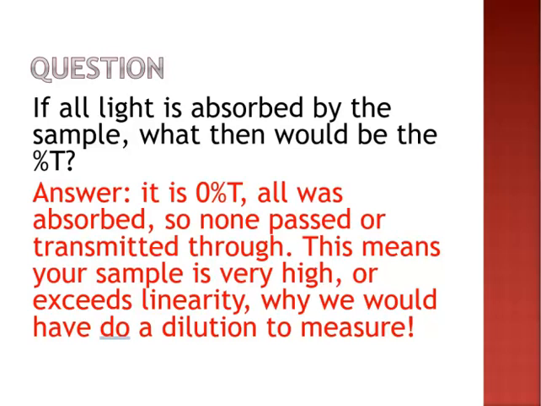If all light is absorbed by the sample, what then would be the percent transmittance? The answer would be 0% transmittance. It was all absorbed by the sample, so none of the light was able to pass through the sample. This means the sample was very high or exceeds linearity. So at this point, we would have to do a dilution to measure, because we don't have any light passing through, so we don't have any way of knowing the concentration of the solution. Everything was absorbed by the solution as far as light transmittance.